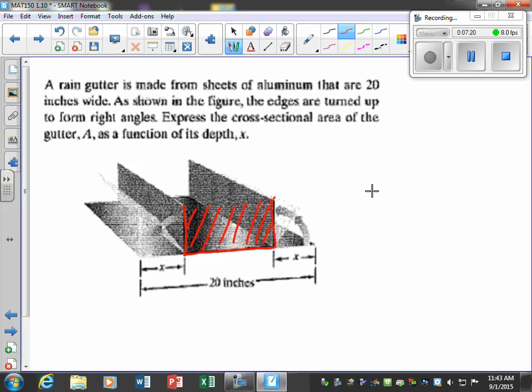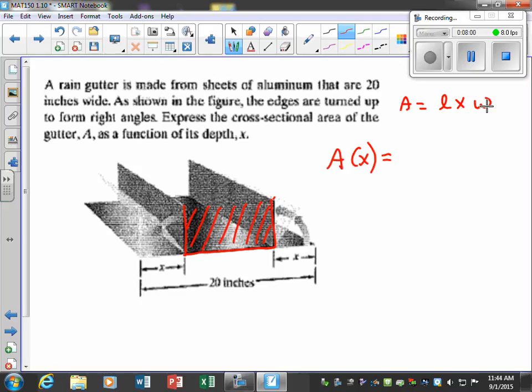So instead of f of x, what did it tell us to use? A of x. We're used to using f of x, but this time it says express the cross-sectional area, so we're just going to say A because we know we're talking about area. A is a function of x. Let's go back and recall: if I'm talking about area, how do you find the area of a region? Length times width, or base times height, however you want to see it. So let's just make a note.